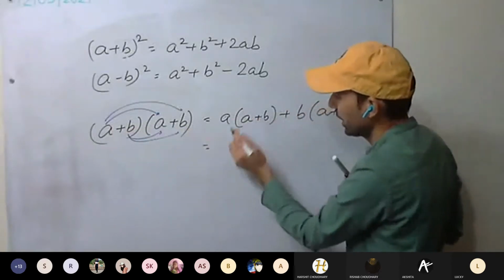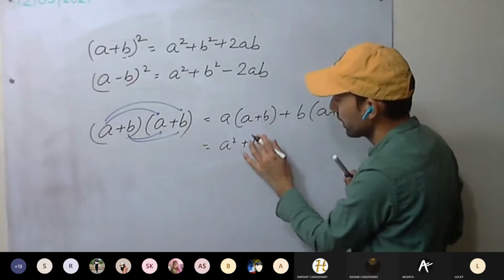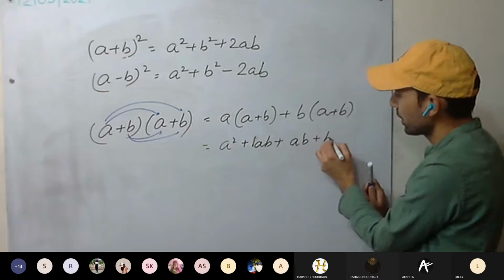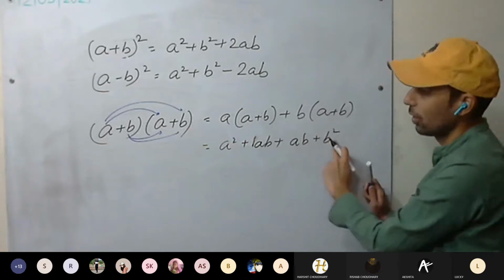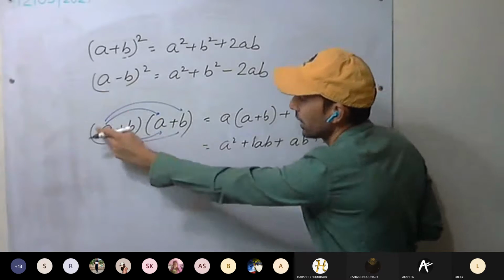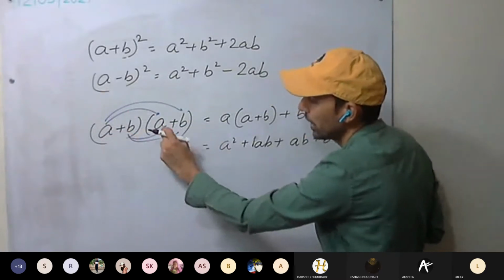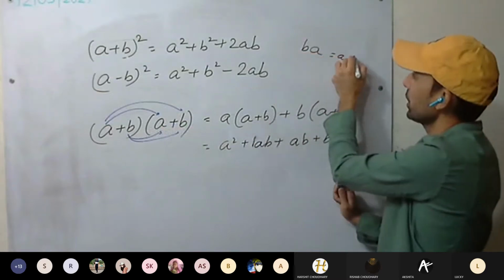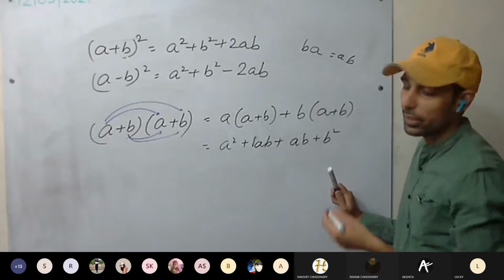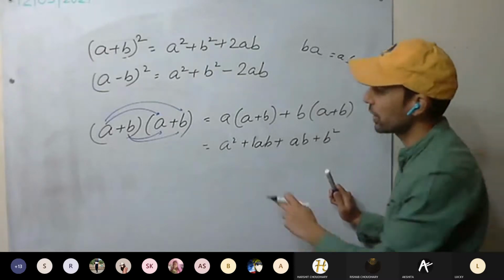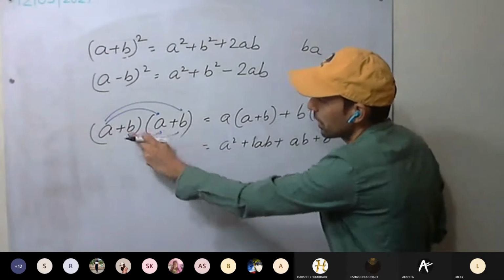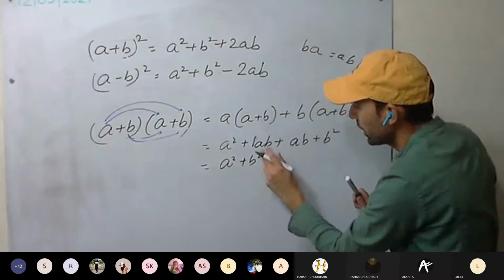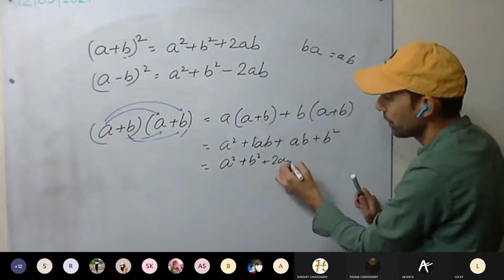a into a is a square, a into b is ab, b into a is ba, which we can write as ab. We have studied the commutative law: ba equals ab. Whether we multiply 2 into 3 or 3 into 2, we are going to get the same answer. Next one, b into b is b square. So it will be a square plus b square plus 2ab.